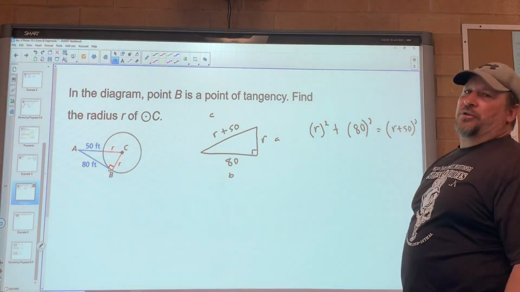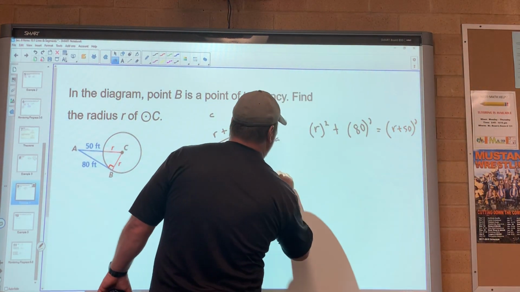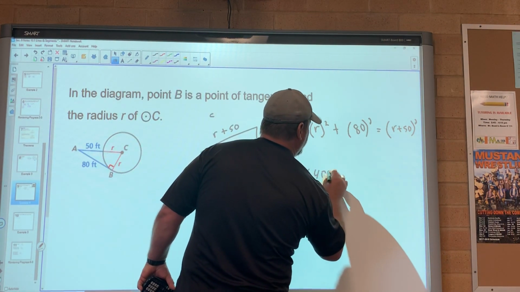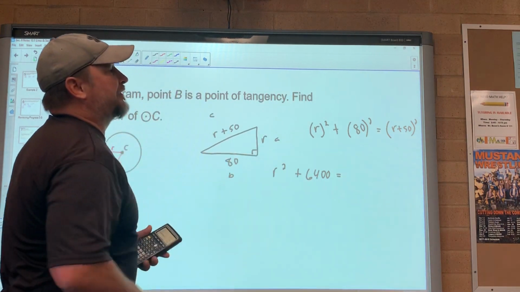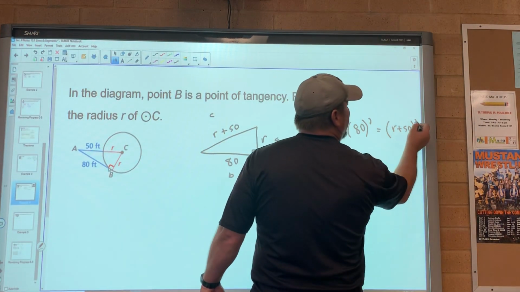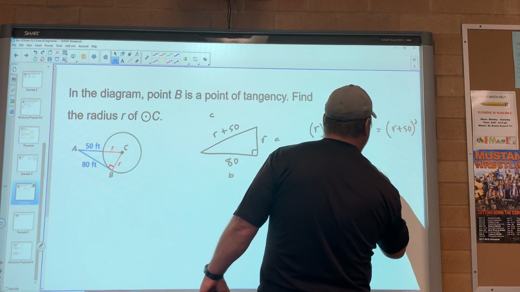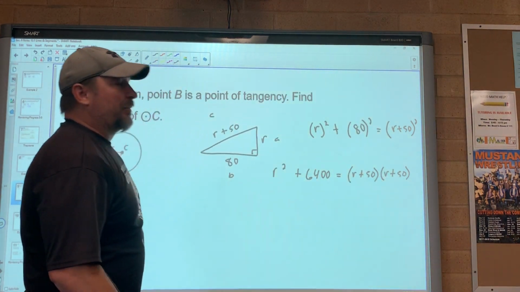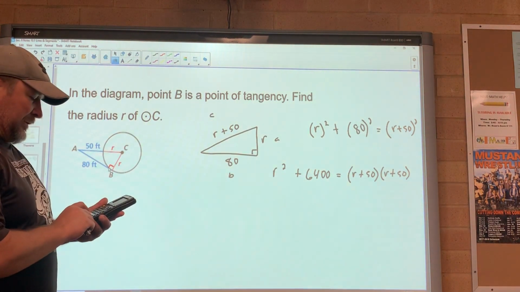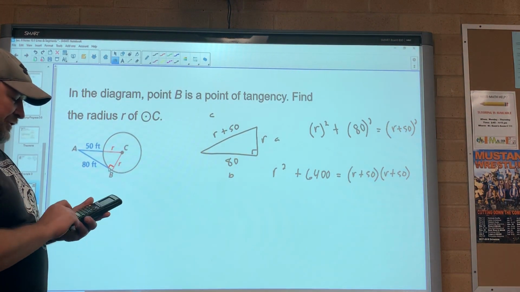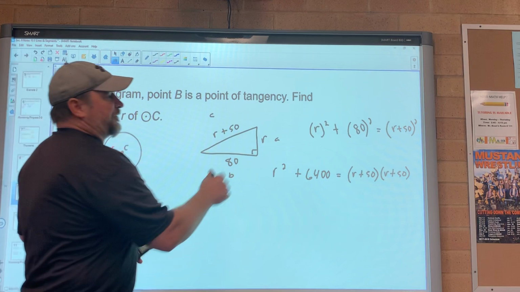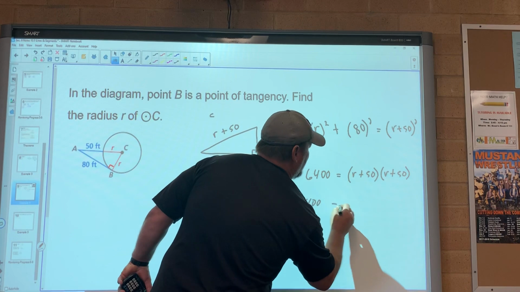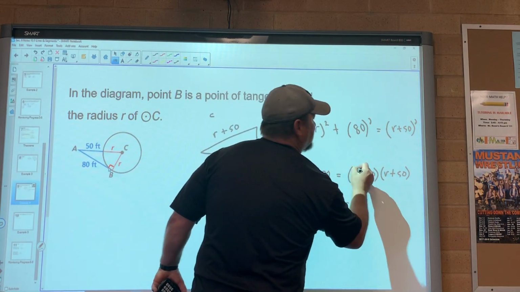And I'm gonna have to move it over here a little bit just to have enough room. So this is R squared plus 80 squared is gonna be 6,400 equals, now we're gonna have to do some foiling. You need to understand, you cannot just take that power in. We really have R plus 50 times R plus 50. There's two of those. Remember, that's what I meant by you're gonna need to be able to foil. So make sure that you do that correctly, okay? So now we're gonna foil this, R times R, so that's gonna be R squared.